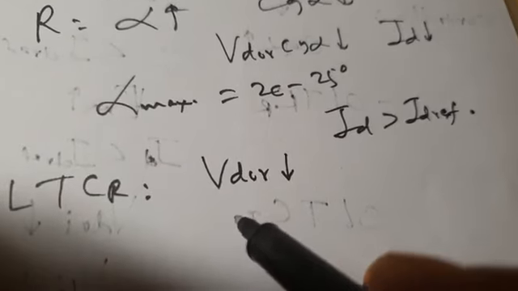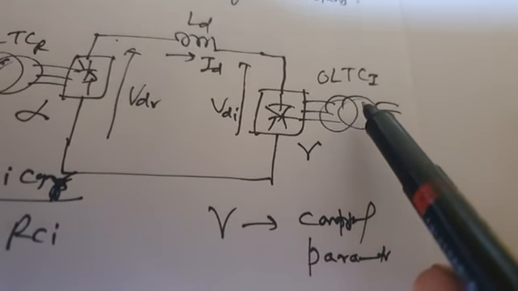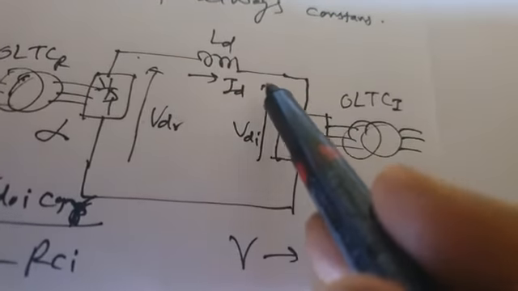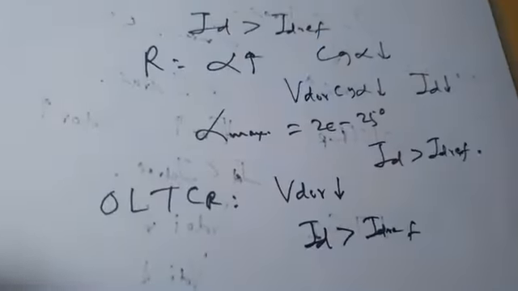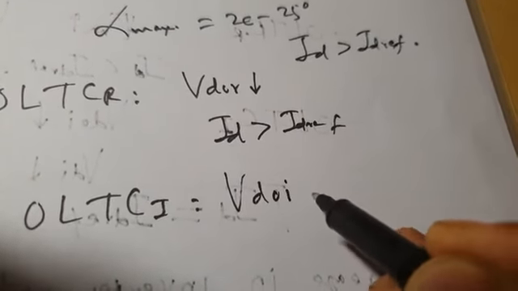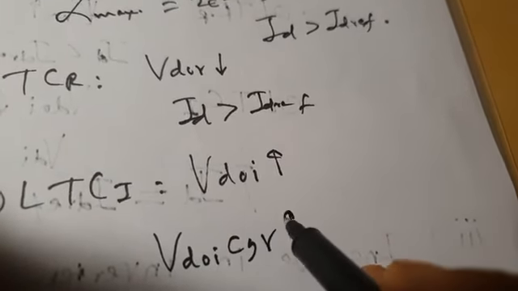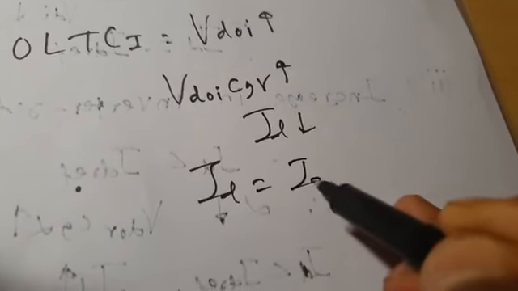But if ID is still not equal to IDREF, let us suppose ID is still greater than IDREF, the inverter side OLTC will operate. What will it do? The current has to be reduced. That means the inverter side output voltage should increase. It will increase its tapping. When inverter side online tap changing occurs, it will increase the tapping. So VDOI increases. With VDOI increasing, VDOI cos gamma also increases. This product increases. So ID will decrease. And now it is possible that ID has become equal to IDREF.